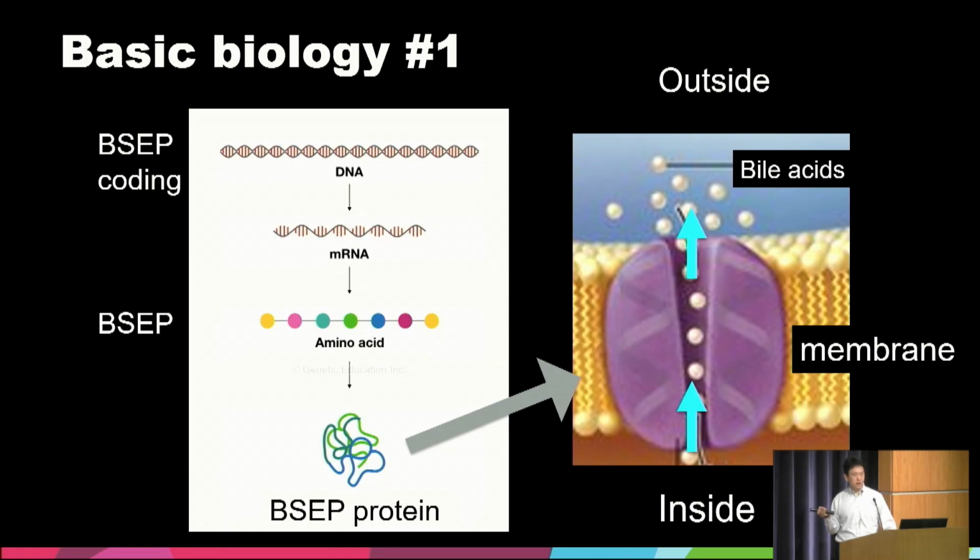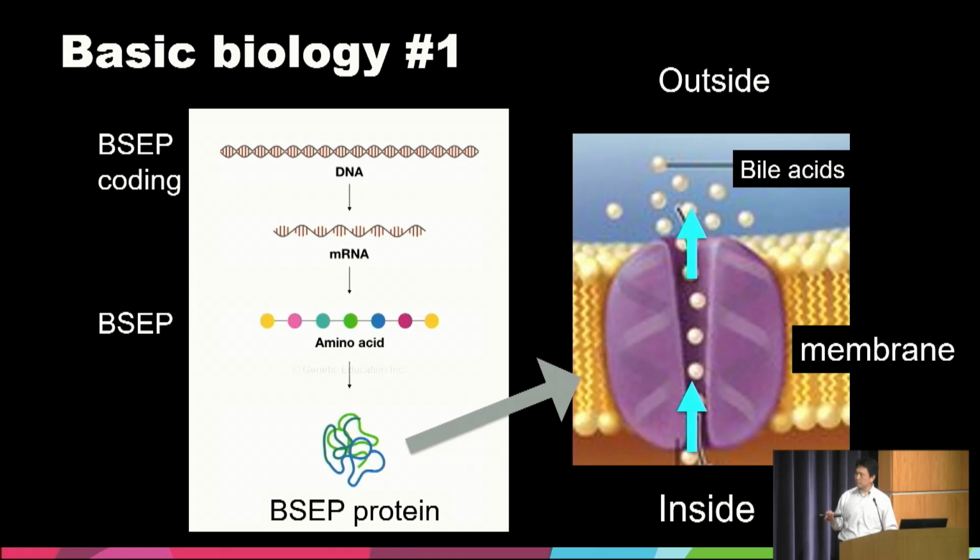And quick biology for families and patients. The basic biology starts with the DNA. DNA is converted to messenger RNA. The messenger RNA is translated to amino acids, and this chain of amino acids becomes a protein. For example, BSEP has a DNA code that becomes messenger RNA and becomes the BSEP protein. So BSEP is the gene name and also the protein.